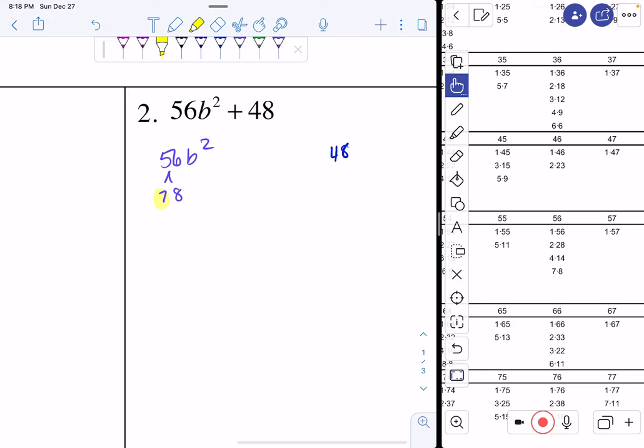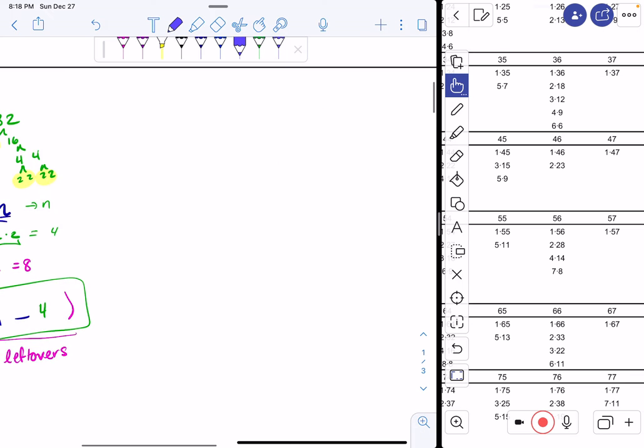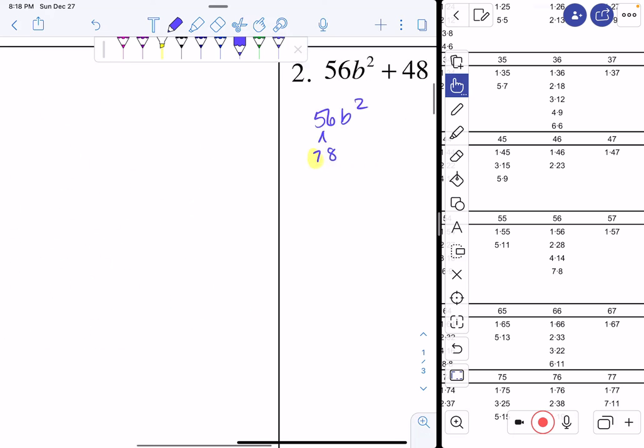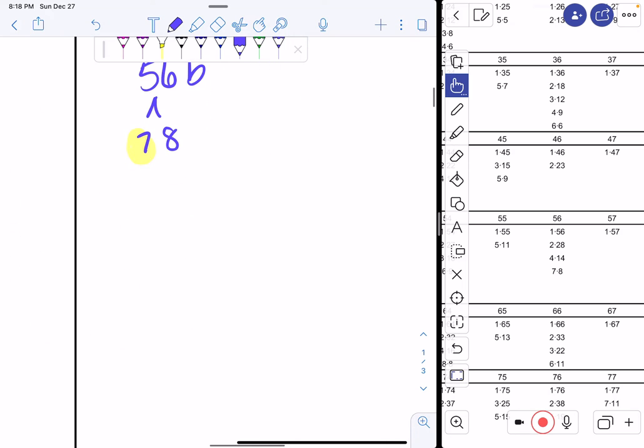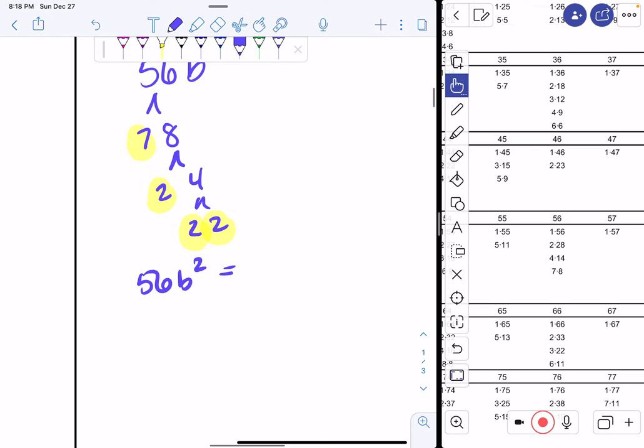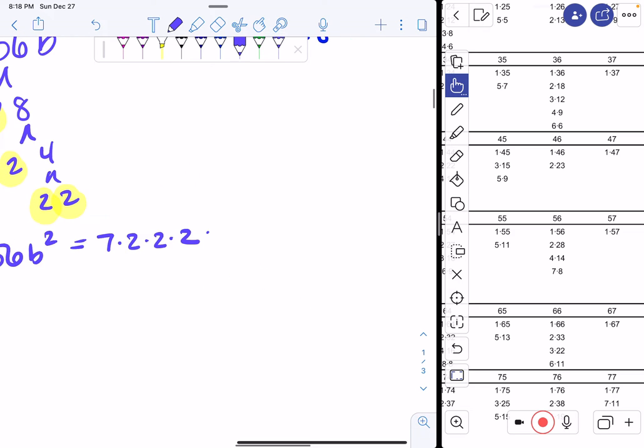7's prime. Highlight it. And if you look over here, oh no, we didn't. Sorry. I can break apart 8 to be 2 and 4, and then 4 can be broken apart to be 2 and 2. Highlight your 2s. So I can say 56b squared is equal to 7 times 2 times 2 times 2, and then 2 b's.